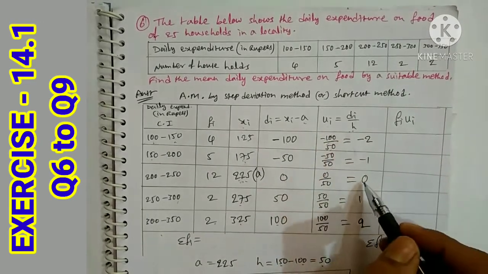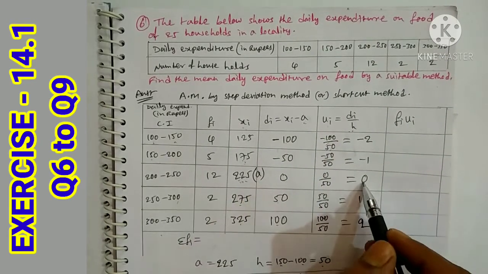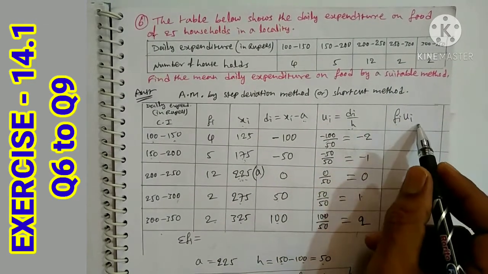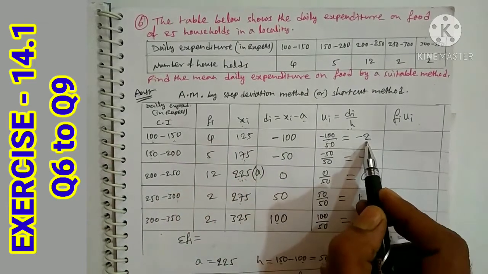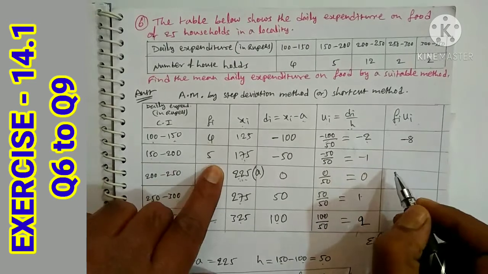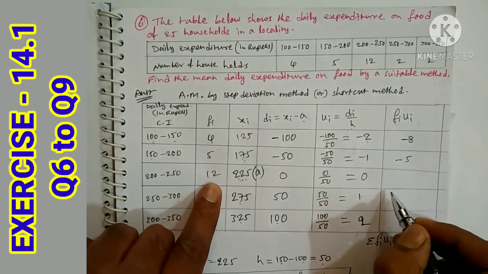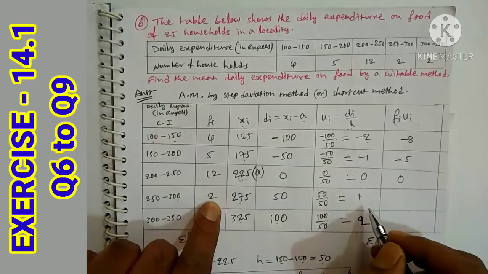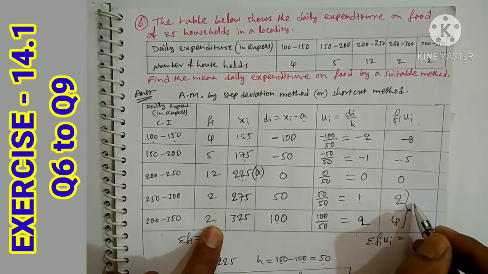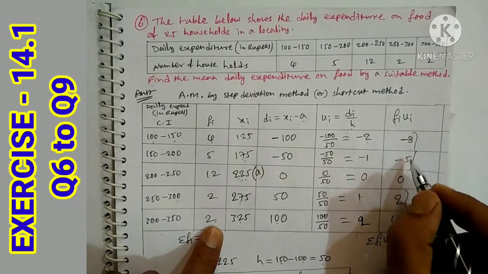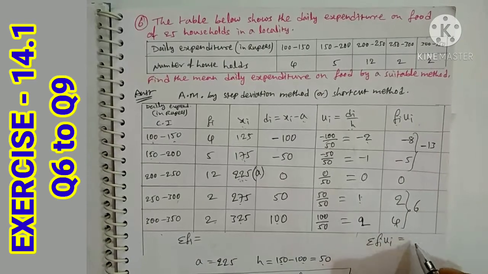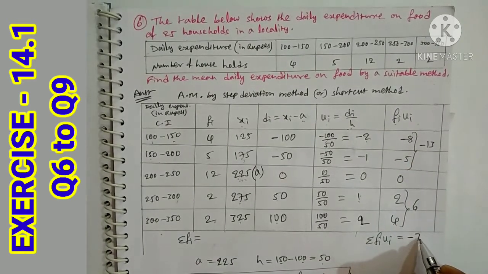Generally, wherever we have taken a, the ui value is 0, and the values above and below are 1, 2 on each side. Now find fi ui. 4 twos are minus 8. 5 into minus 1 is minus 5. 12 into 0 is 0. 2 ones are 2. 2 twos are 4. The positive numbers add up to 6. The negative numbers, 8 plus 5, are minus 13. Minus 13 plus 6 is minus 7.